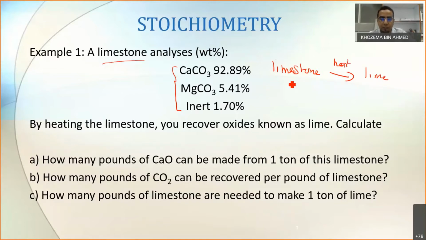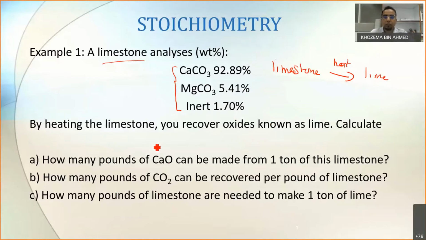But in the limestone you have calcium carbonate, magnesium carbonate, and inert, and in the lime you will have calcium oxide, magnesium oxide, and inert, and other gases. So the question is asking how many pounds of calcium oxide can be made from 1 ton of limestone, how many pounds of CO2 can be recovered per pound of limestone, and how many pounds of limestone are needed to make 1 ton of lime.